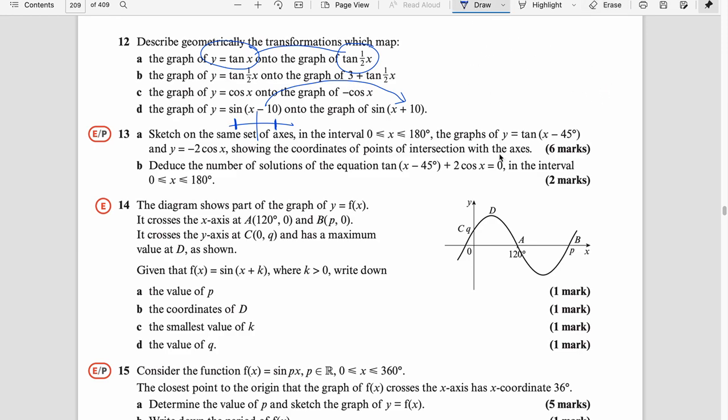We'll say that it is a translation of minus 20, 0, for this last part.